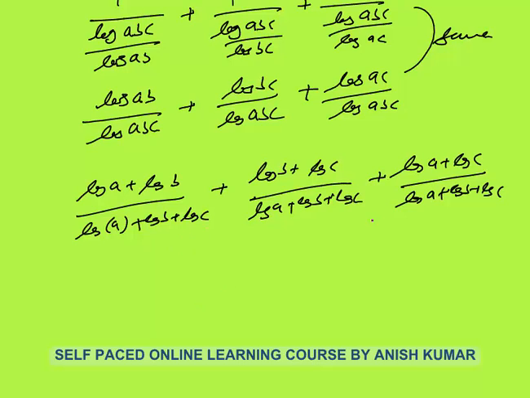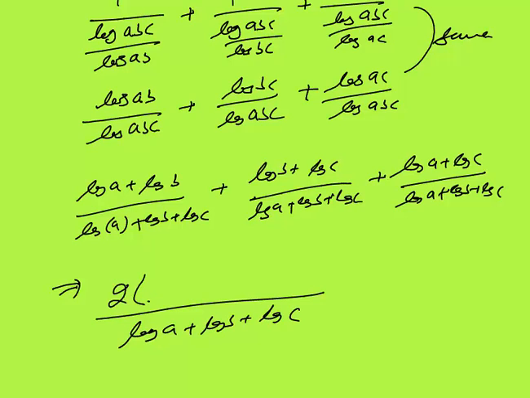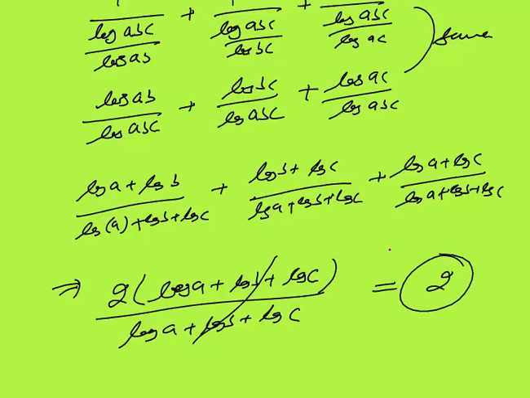As a product can be written as a sum, the denominator is the same, log A plus log B plus log C. The numerator will become twice of log A plus log B plus log C. This cancels out, and the answer would be 2. Now I have written that much for this question.